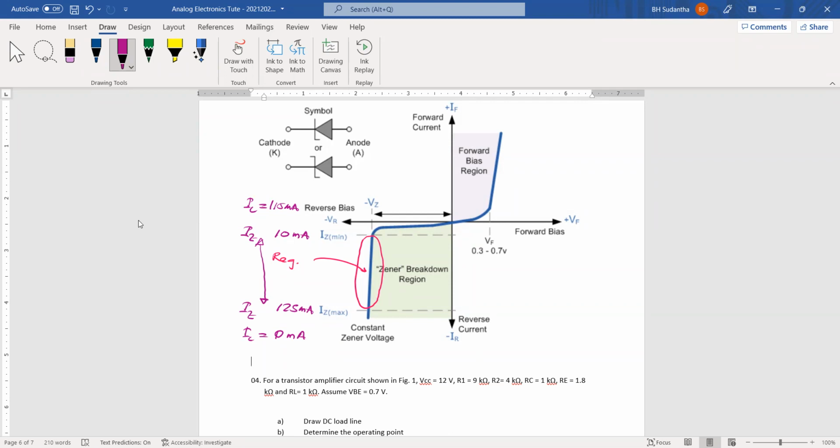But beyond that, the Zener load current can be varied up to this 115 milliamp. Why? This is the minimum current we can see here, this 10 milliamp. We have assumed this one. But if the load is taking more than this 115 milliampere, then the Zener cannot handle this. The Zener is going out of range. Then that regulation is not there. The voltage regulation is not there.